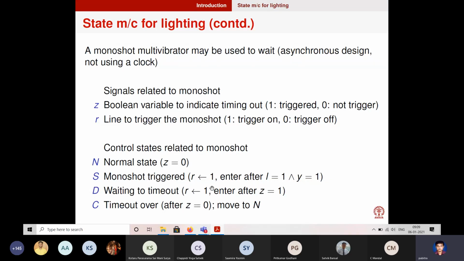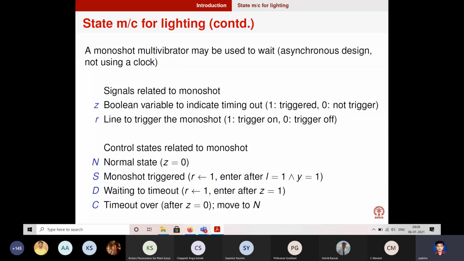So you see, this is not clock triggered. This is event triggered. What is the event? The event is inside light is low, outside light is also low. L is 1 and Y is also 1. So this event triggers the monoshot. This makes it 1. You don't wait for the clock.